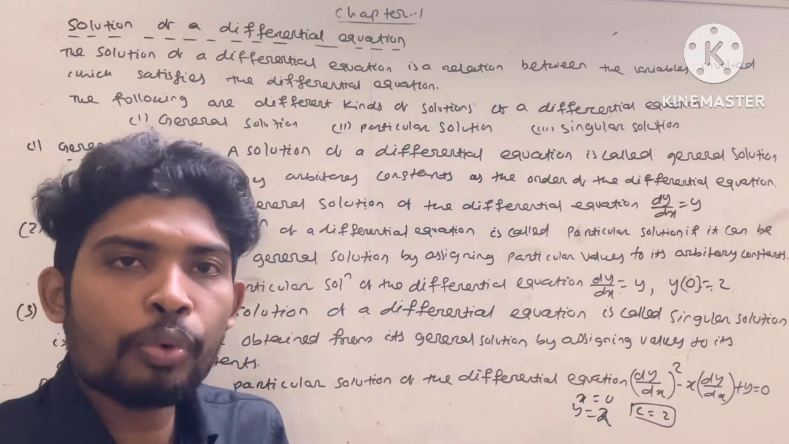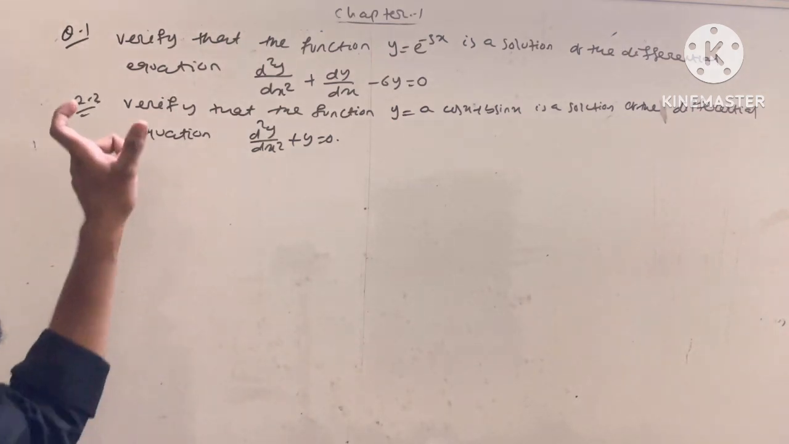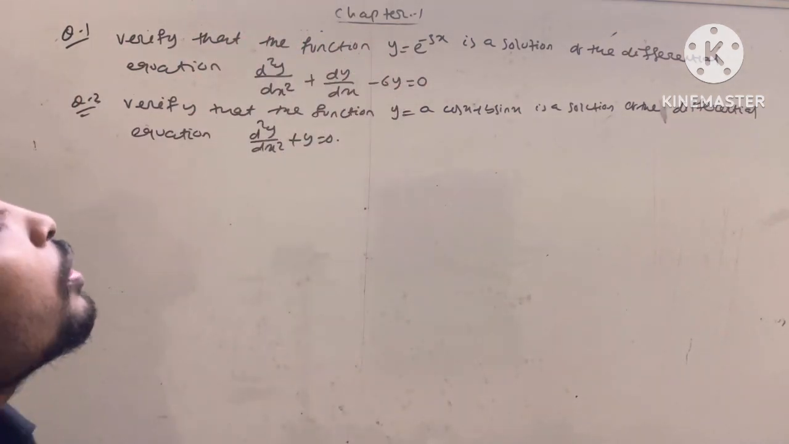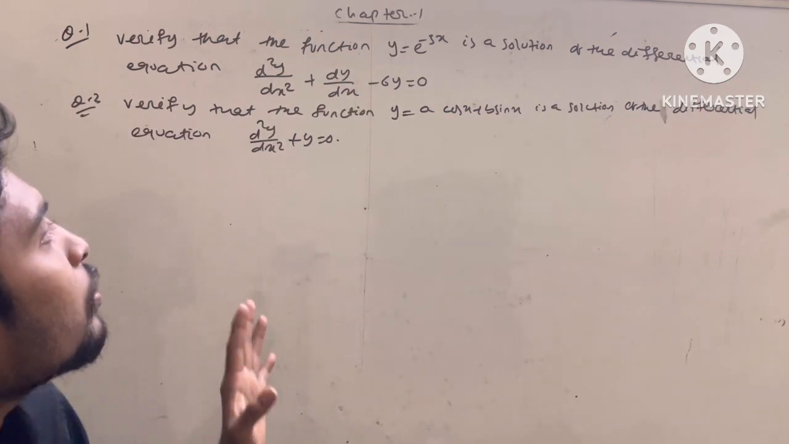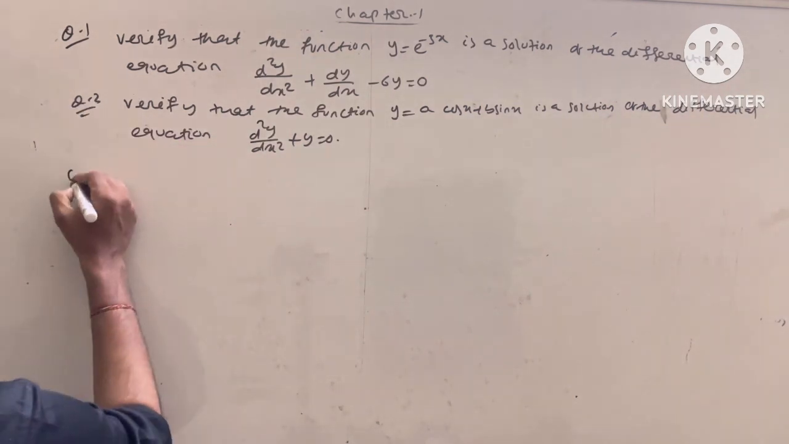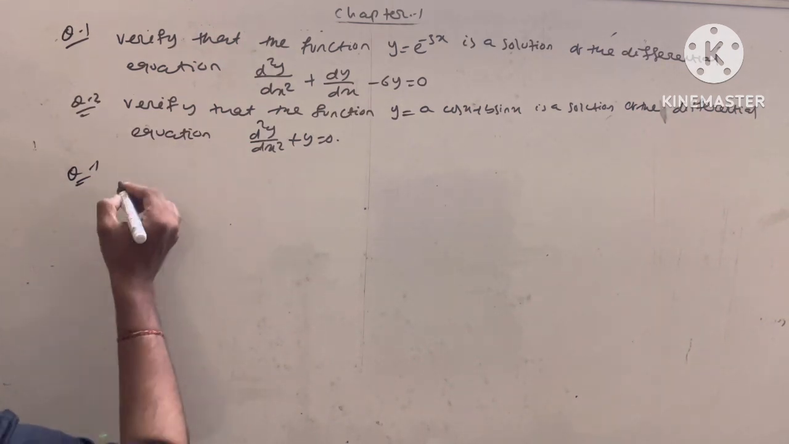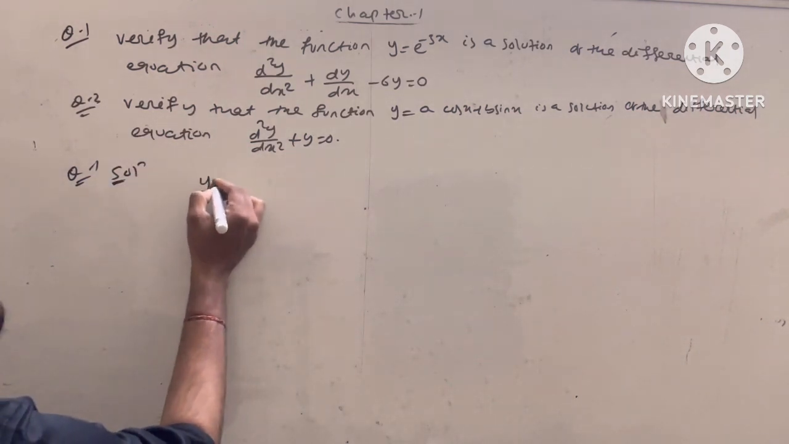Let's try some problems. Okay, dear students, look at the problems. Verify that the function y equal to e to the power minus 3x is a solution of the differential equation d square y by dx square plus dy by dx minus 6y equal to 0. So let's see the solution of the question number 1.